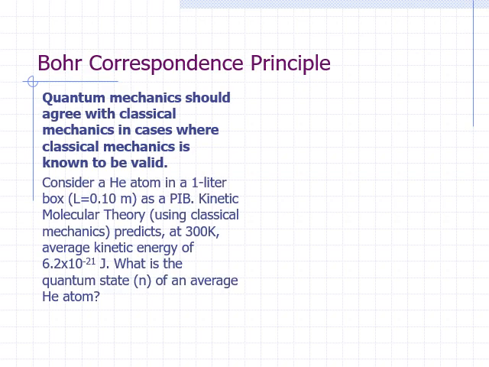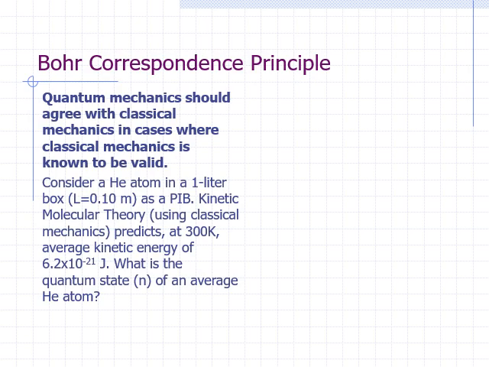Consider a helium atom in a 1-liter box as a particle in a 1-dimensional box. Kinetic molecular theory, using classical mechanics, successfully explains the behavior of gases. At 300 Kelvin, the theory predicts that the average kinetic energy of a helium atom would be 6.2 times 10 to the negative 21 joules. What is the quantum state of the average helium atom?